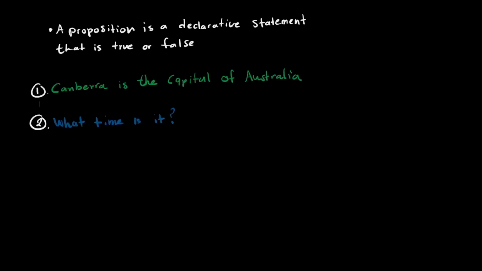So I've put down two sentences here. Now I want you to figure out which one is a proposition and which one is not. The proposition is number one, if you got that right, and the one that is not a proposition is number two. The reason is that number two asks a question: what time is it? We cannot conclude this is either true or false. For number one, we're stating Canberra is the capital of Australia. Now this can either be true or false.